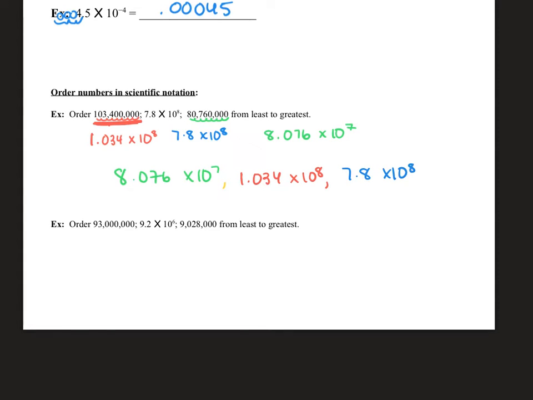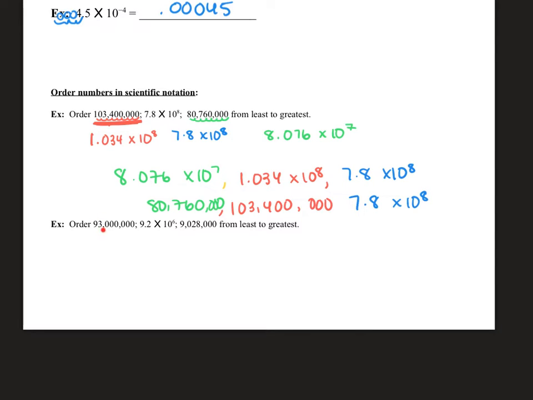Now the last thing that I want to do is provide the numbers in the same format that they were provided to me. This number was given in scientific notation. This number was given as 103,400,000. And this number was given as 80,760,000. Again, in the real world, you could always have taken this one and changed it to standard notation in order to compare, but that's just simply not what you're being asked to do.